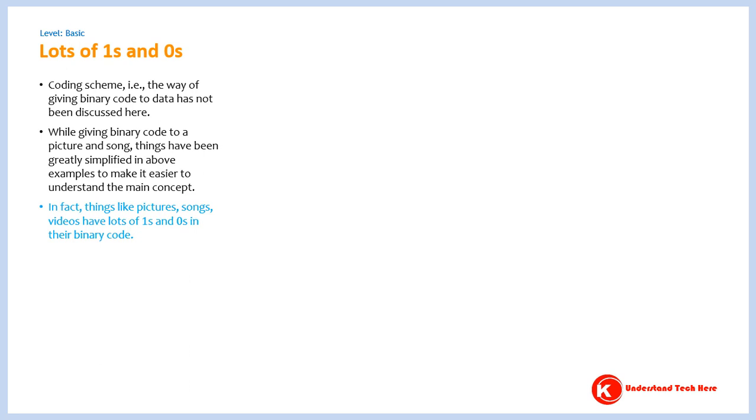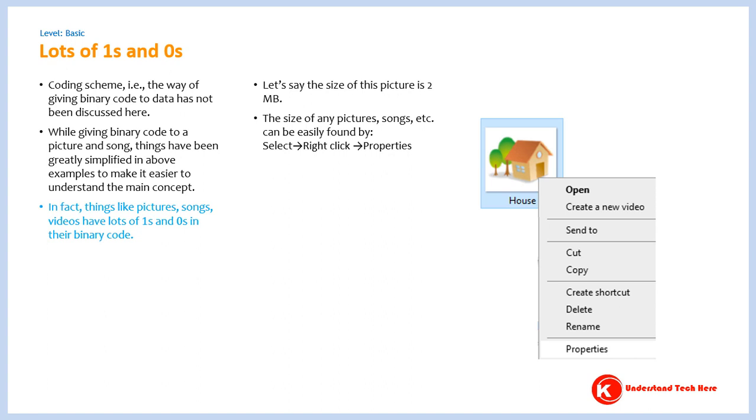Let's take an example. Let's try to find out how many ones and zeros some picture has. Let's say the size of a picture is 2 MB. To find the size of the picture, select the picture, then right click, in the options you get, click on properties. So this way you can find size of any picture. What does the size mean here? Certainly the size here does not directly refer to physical size like length, width, in millimeter or inches.